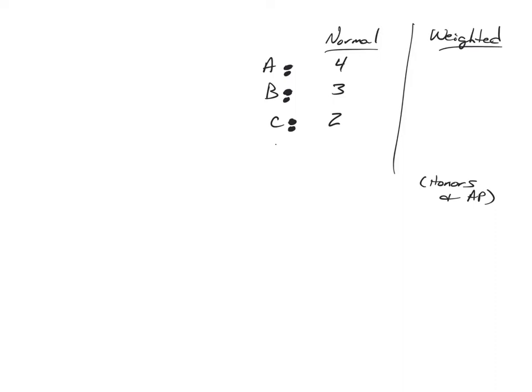So A, B, C, a D is worth 1 point, and an F is worth, guess what? 0. That is the normal system, what some people call the unweighted GPA value system.